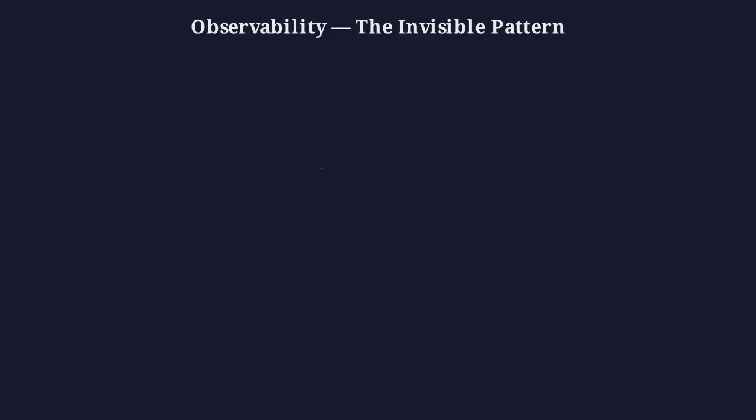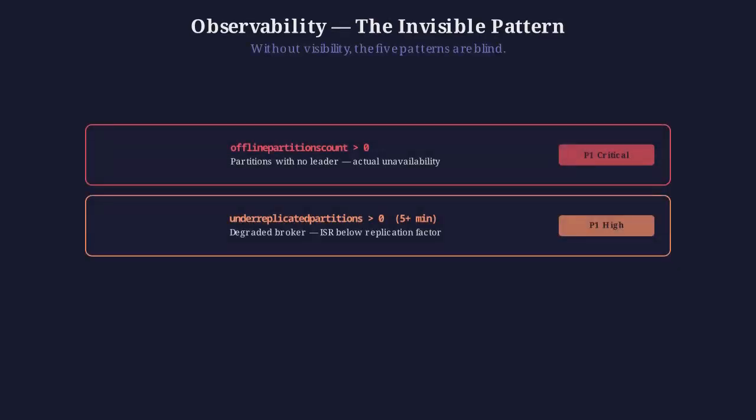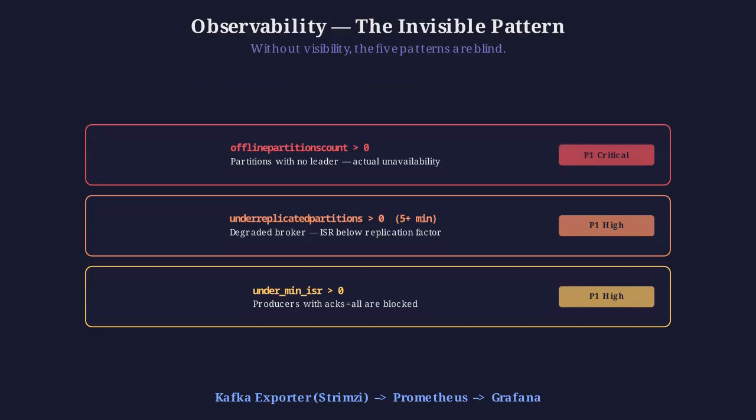None of the 5 patterns works without visibility. A cluster with a silently shrinking ISR, without alerting, is a cluster at risk that looks healthy. Red Hat Streams for Apache Kafka exposes JMX metrics via the Kafka Exporter included in the Strimzi operator. 3 minimum alerts. Offline partitions count greater than 0 is a P1 critical. Partitions with no leader means actual unavailability. Under-replicated partitions greater than 0 for more than 5 minutes signals a degraded broker. Under min ISR greater than 0 means producers with acks equals all are blocked. These indicators would have caught the Friday incident within minutes.